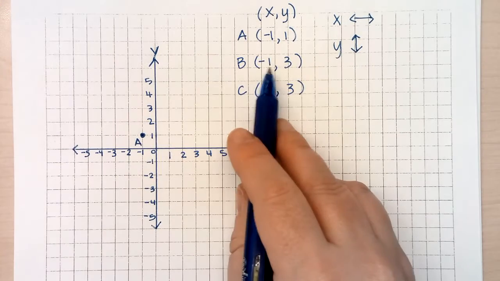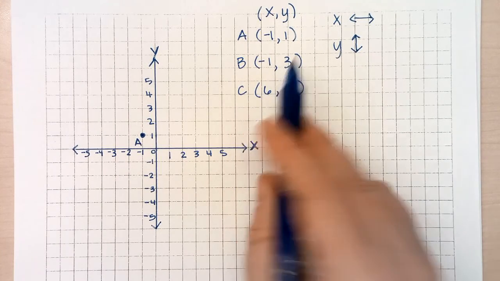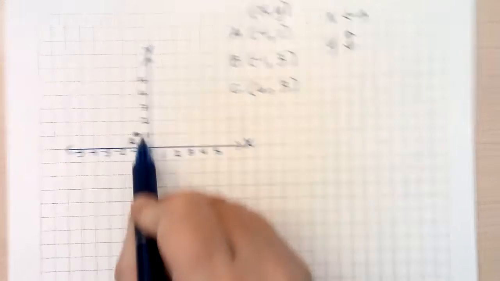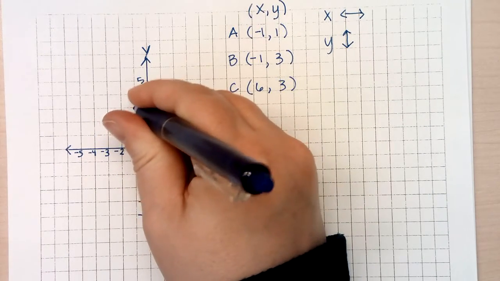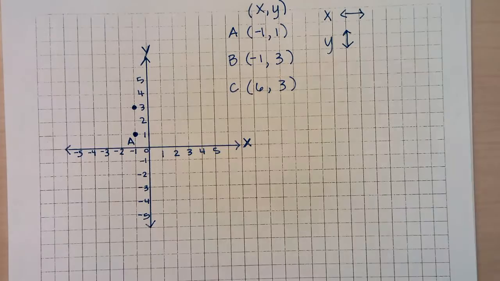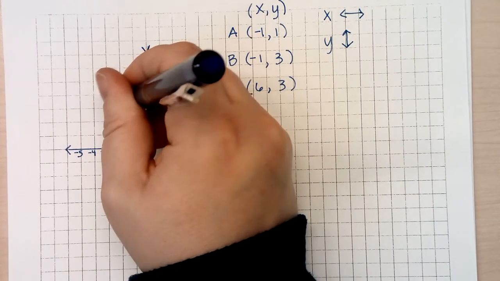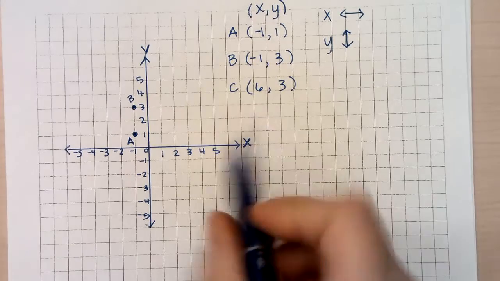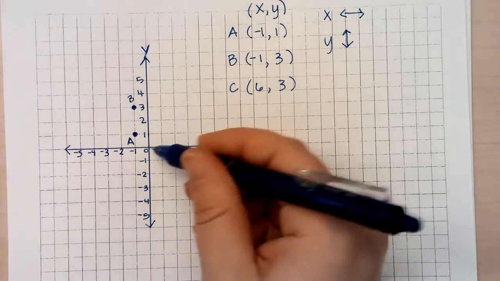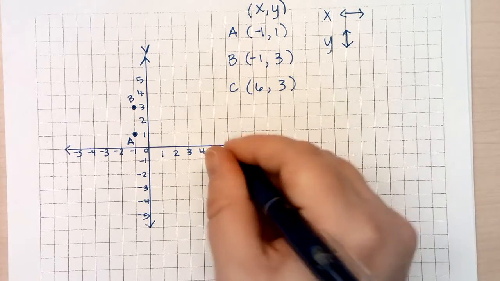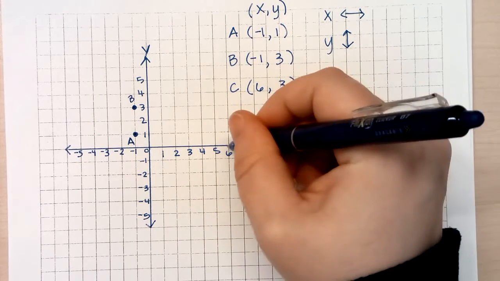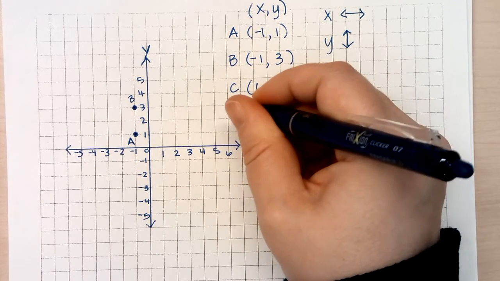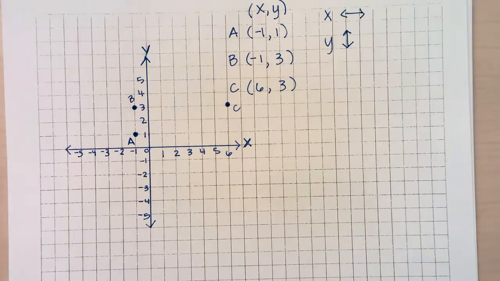B is (-1, 3). So we're going to go over to the -1 and up 3. Put our dot there, and we are going to label that B. C is (6, 3). So we're going to go all the way +6, which is here, and up 1, 2, 3. And we'll label that C.